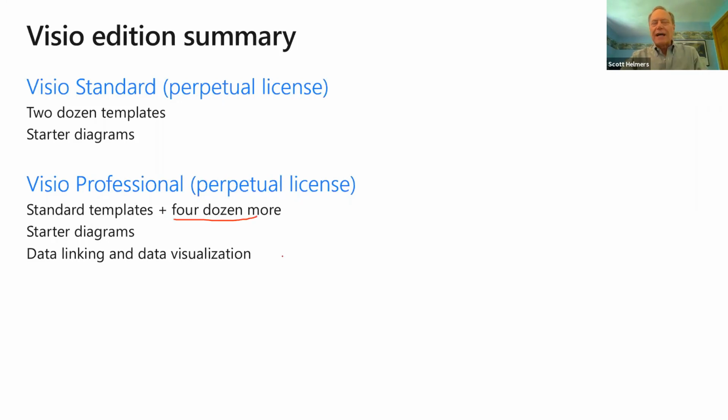4 dozen, and that's not a typo. There are that many more. There are 45 or 50 additional template types that are part of Visio Professional. You do get the starter diagrams as well, but you also get all of the data visualizations. I showed you a couple of simple examples of data visualizations. You get the ability to link your diagram to external data sources, so you can refresh the data in the diagram. All of the cool data related stuff is in the professional edition.